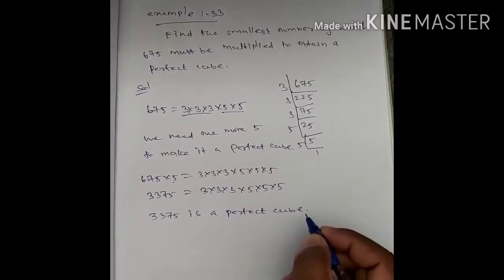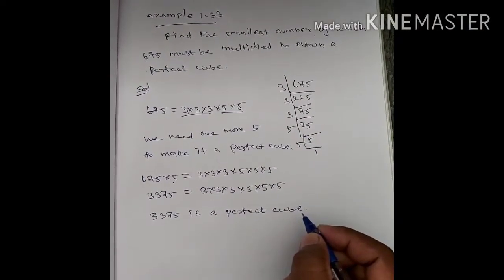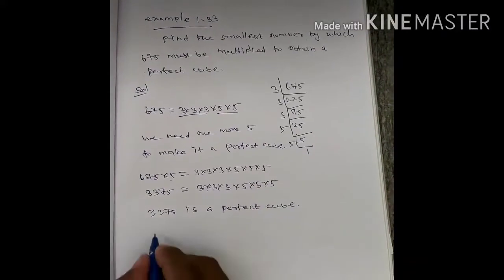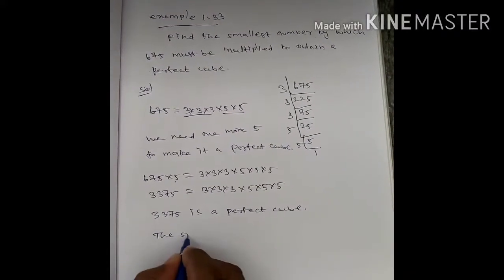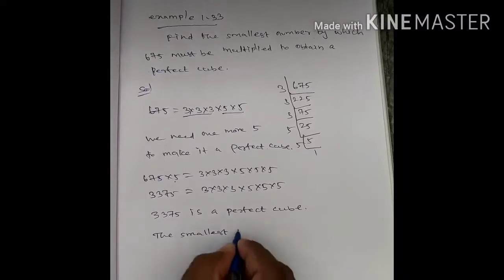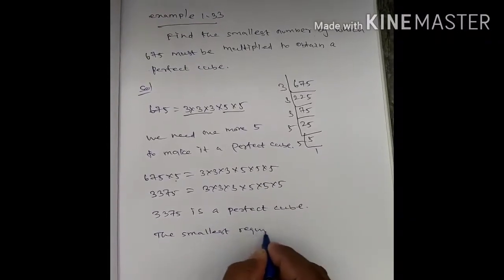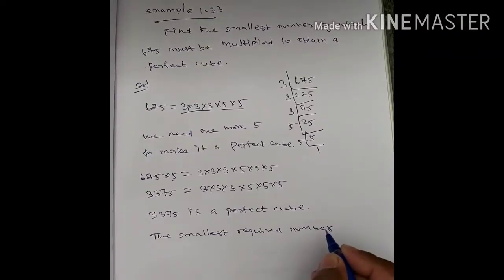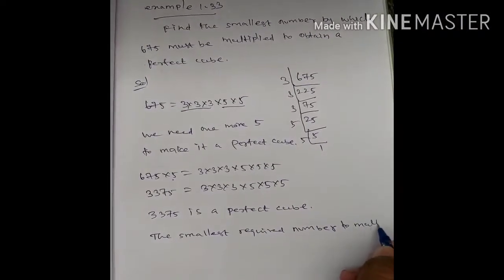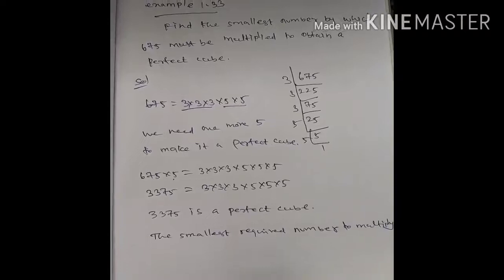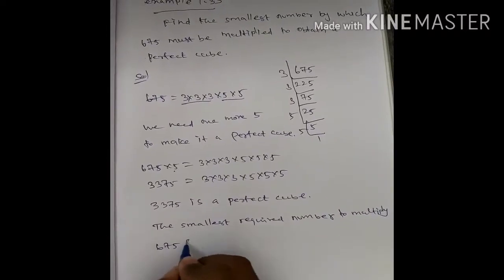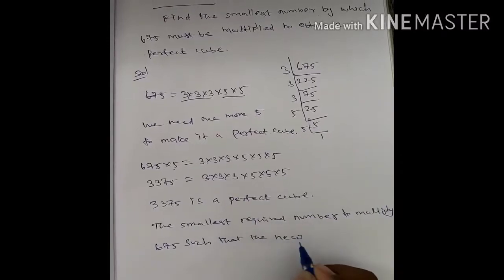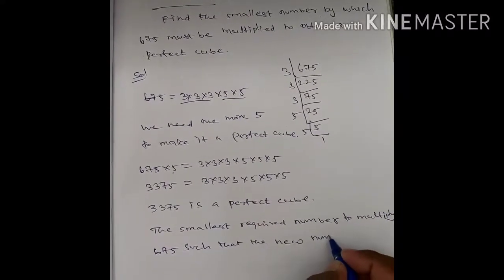Now you see, the smallest required number to multiply 675 such that the new number is a perfect cube is 5. Again I inform you, the smallest required number to multiply 675 such that the new number is a perfect cube is 5.